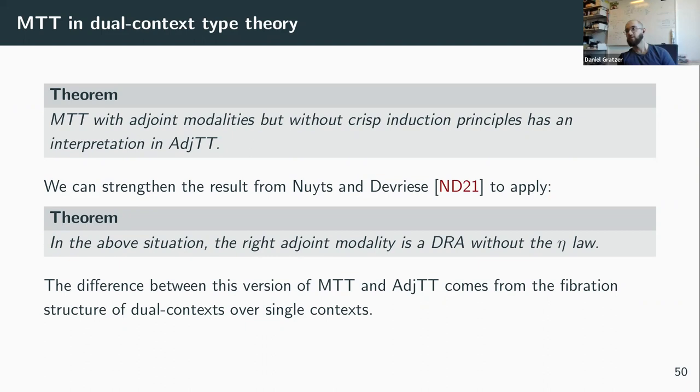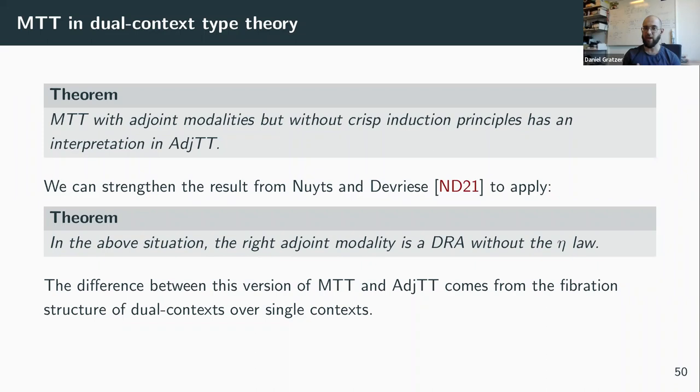Well, without crisp induction and without equality reflection, it's still a DRA, just sans the eta rule. So you can interpret MTT into dual context type theory by deleting a few rules. And MTT, after deleting those few rules, is still quite usable. You still have all the properties that you expect. And in particular, you have essentially direct correspondences to all the rules in adjoint type theory.